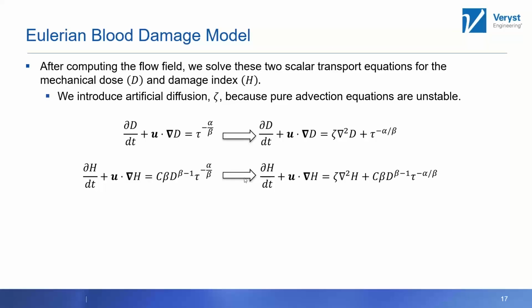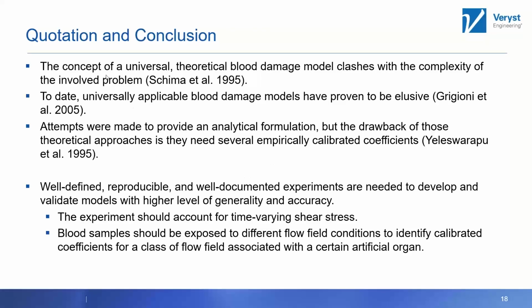Okay, I finish this section with reading a couple of quotations and a conclusion. Shima said that the concept of a universal theoretical blood damage model clashes with the complexity of the involved problem. Grigioni said that to date, universally applicable blood damage models have proven to be elusive. And Yeltsin said that attempts were made to provide an analytical formulation, but the drawback of these theoretical approaches is they need several empirically calibrated coefficients.